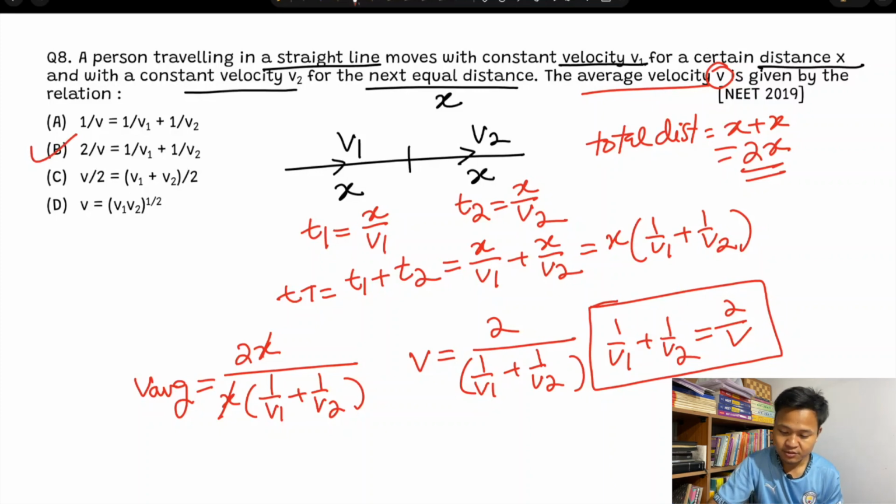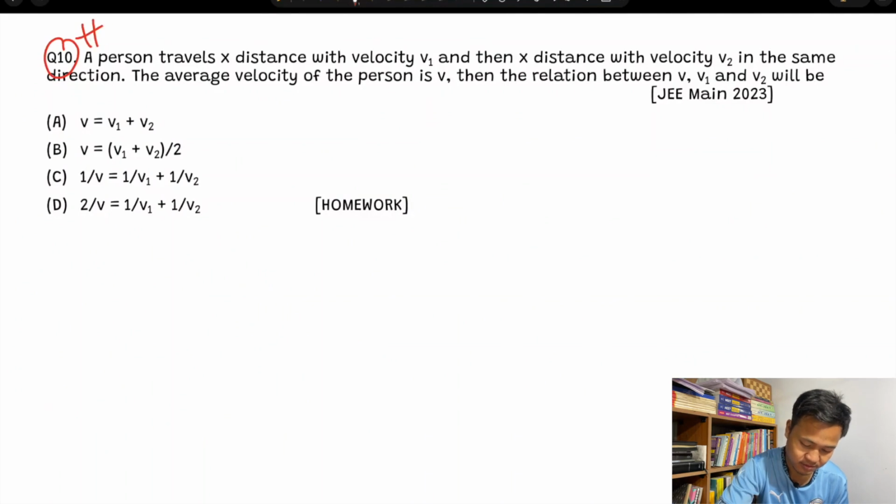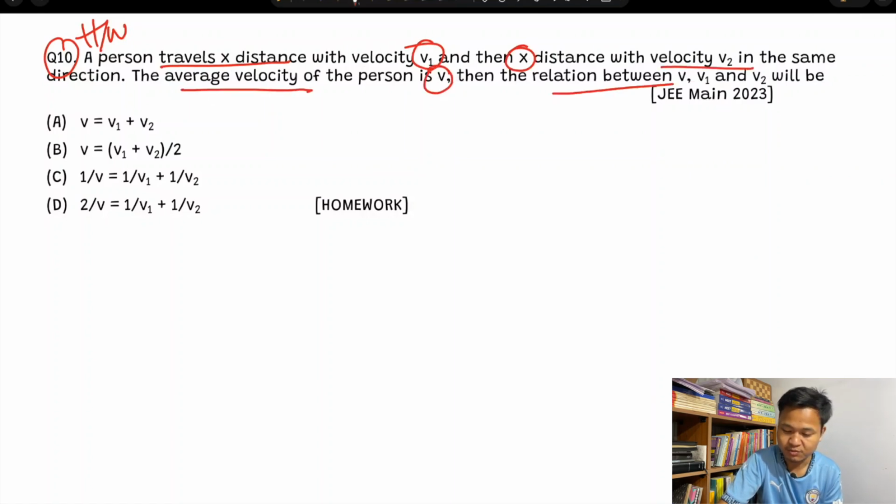Okay, so moving on. This question I'll write here as homework. So this is for you, you try it. This is a JEE Mains question. The first half distance x is covered with speed v1, and the second half distance x with speed v2. If the average velocity is v, what is the relation between v1, v2, and v? Similar to the previous question. You try this.